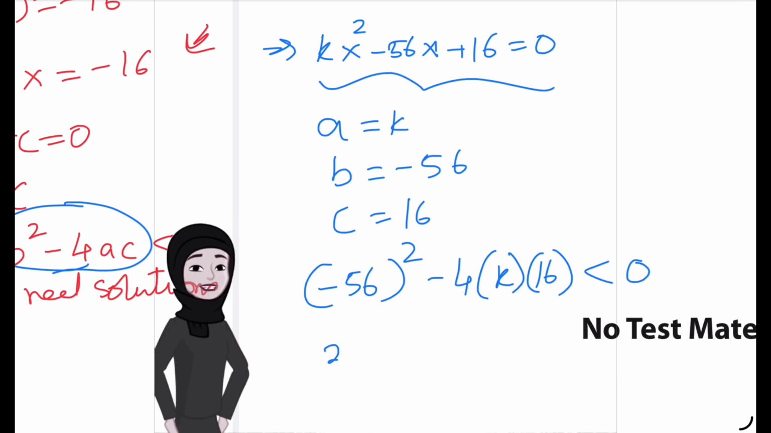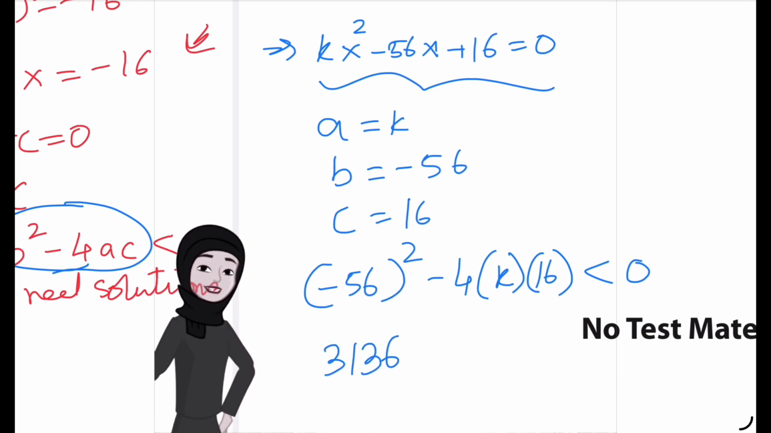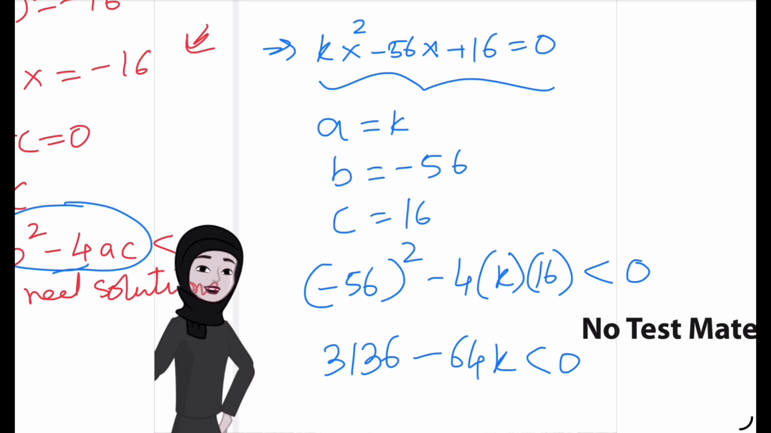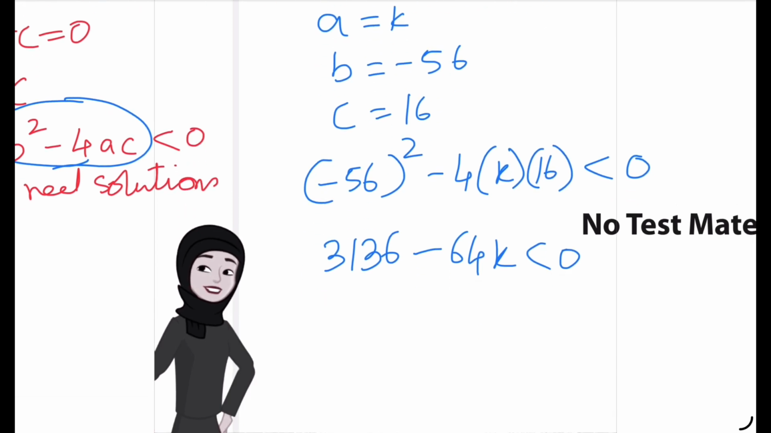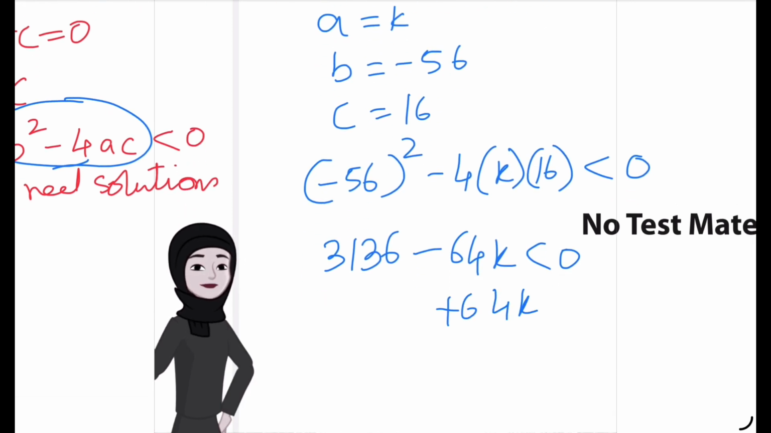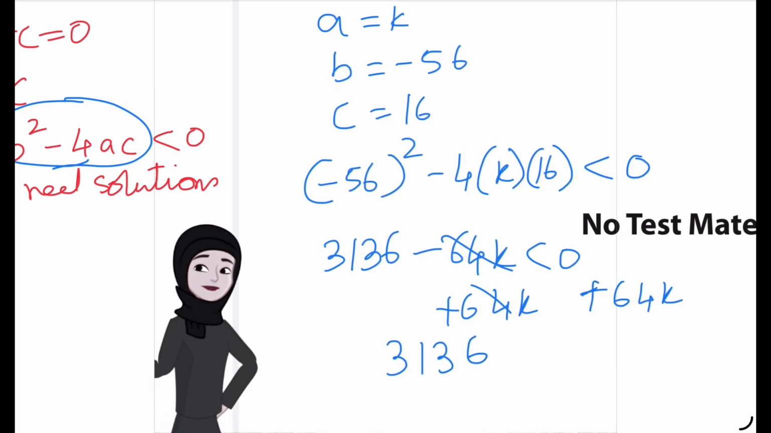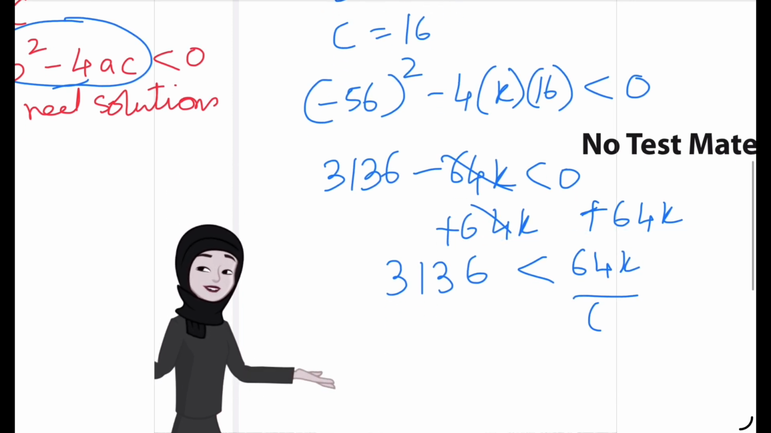Then we will expand this. Minus 56 squared is 3136. You can use the calculator for this. And minus 4 times 16 is minus 64k, which is less than 0. We can just add 64k to both sides. So we'll have 3136 is less than 64k.